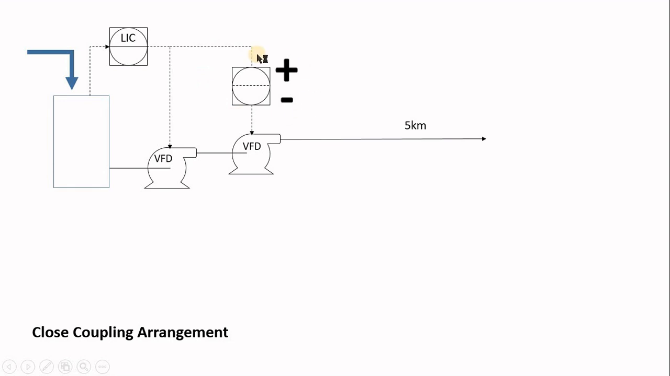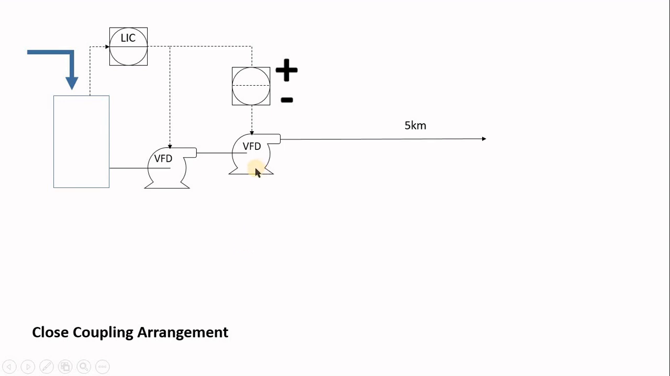So we just add a small bias, maybe 5%, to the output of the LIC. So this one will be running at 70% speed, and this one will be running at 70% plus 5%. Now this is the close coupling arrangement.